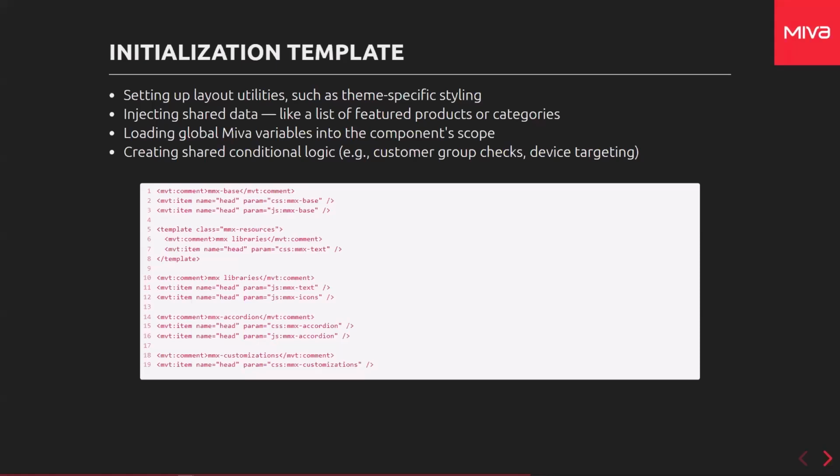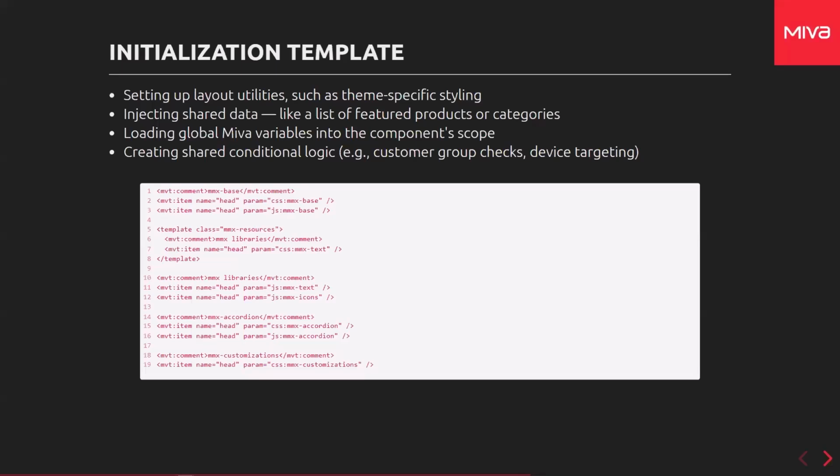So a few examples are setting up layout utilities, such as theme specific styling, injecting shared data, loading global Miva variables into your component scope, or creating shared conditional logic, like checking for a customer group or something like that. For example, let's say your component shows a list of featured categories. Instead of running the function a bunch of different times in the component's instance template, you can pull the list in once in the initialization template. This way, it's more efficient than fetching the same data every single time the component renders in the instance template.